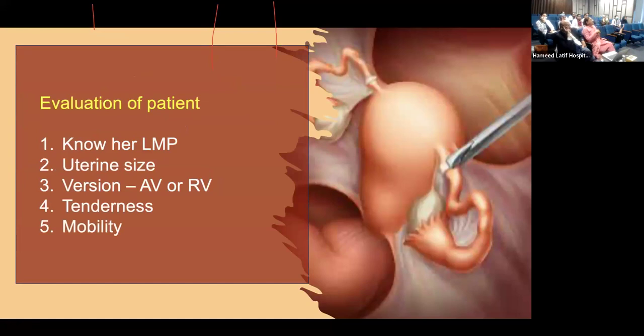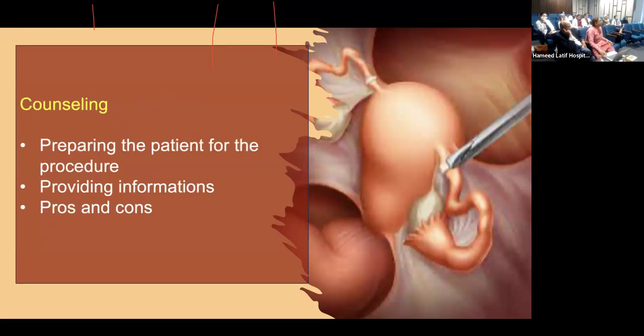So when you are trying to evaluate these patients, her LMP is important because you don't want to do ligation on a pregnant woman. The uterine size, the version of the uterus, mobility of the uterus, and whether there is any tenderness or not. And if the mobility is restricted, it means that there are adhesions. So everything that you are doing has an implication from the perspective of the patient.